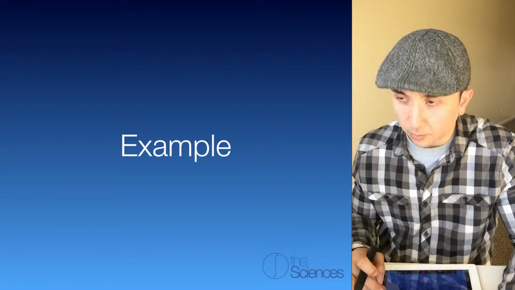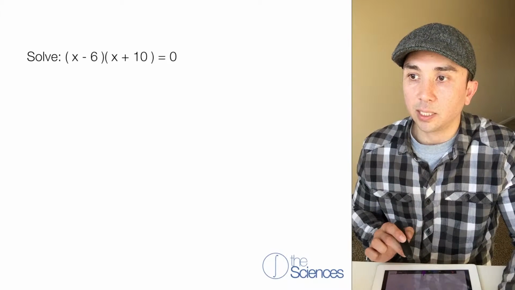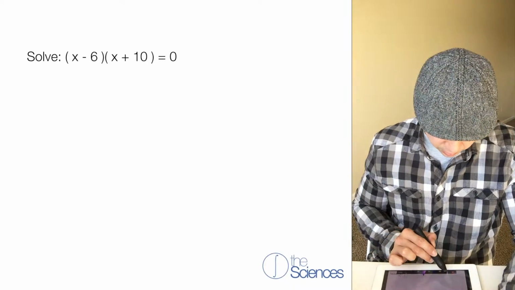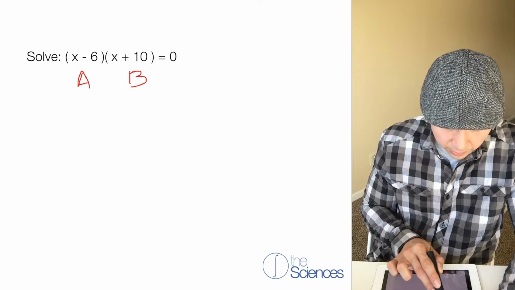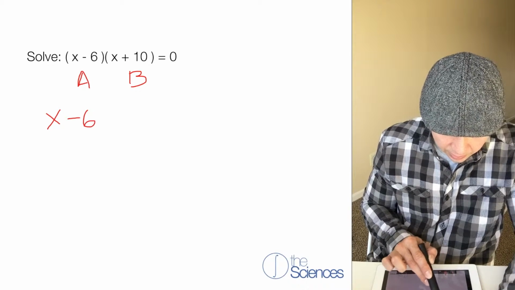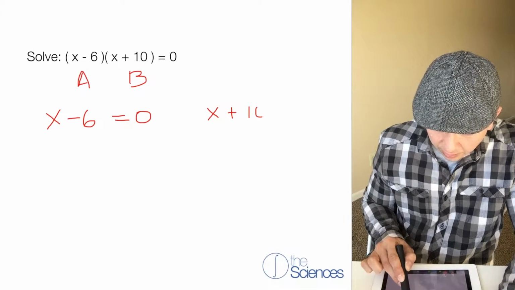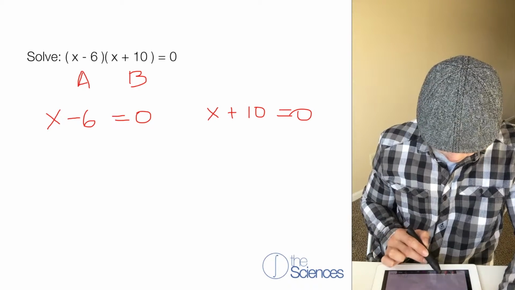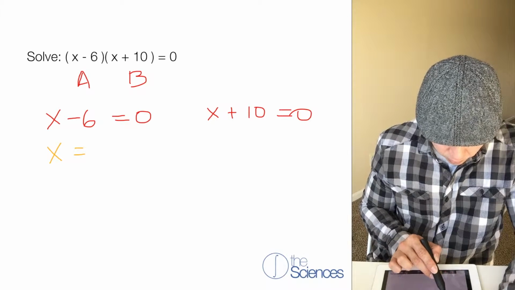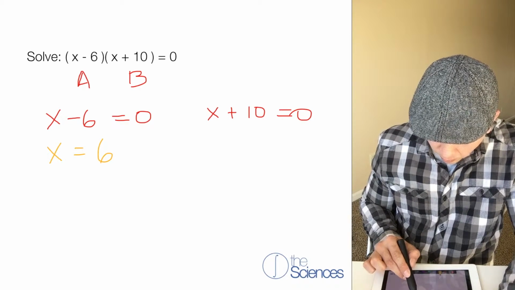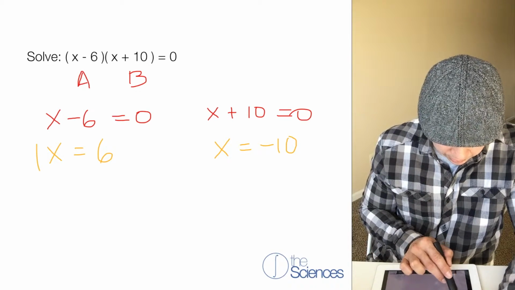So let's do an example. Let's solve (x minus 6)(x plus 10) equals 0. So if this was a, and if this was b, then that means that x minus 6 has to equal 0, or x plus 10 has to equal 0. So in order for this to be true, x has to equal 6, or x has to equal negative 10. So those are our answers.